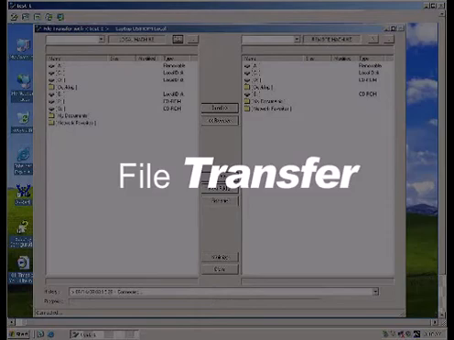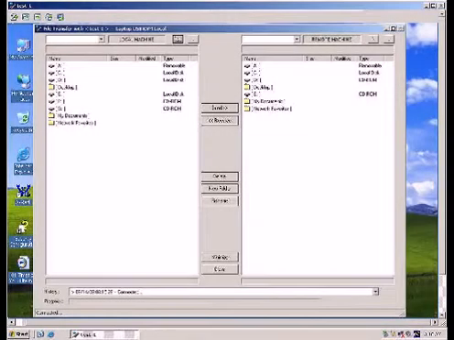Kelly can also transfer and synchronize files between the two computers.